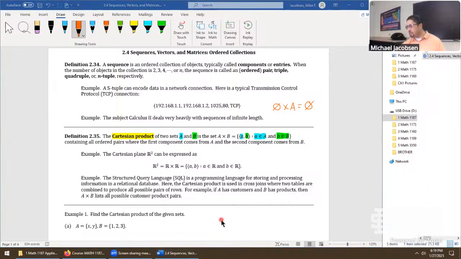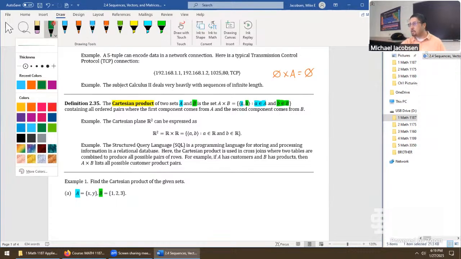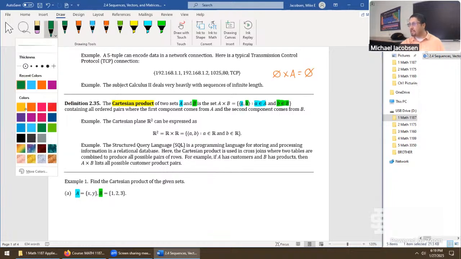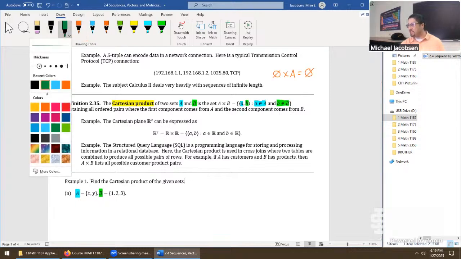Okay, so here's how this goes. Find the Cartesian product of the two given sets. So we have A is {x, y}, B is {1, 2, 3}. Thought that was a highlighter. Let me try again. One thing that we could add to this, just to get us started on the right track, let's add a counting formula as well to go along with it. Sorry, I had my colors mixed up.